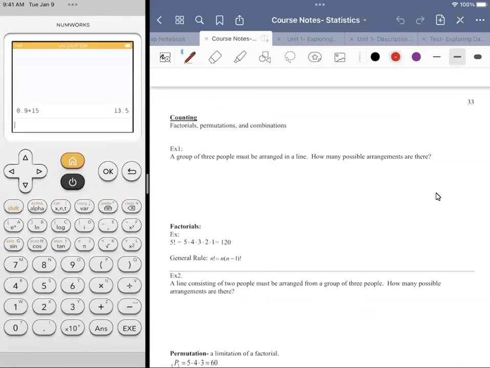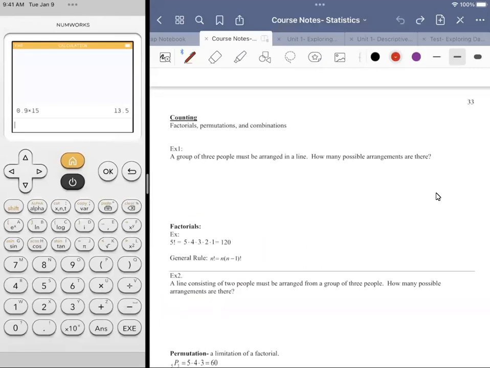combinations. All right. So you see this information down here. We'll get to that in a minute. But I like to start off with a guided example first, because I think it kind of drives the point home. A group of 3 people must be arranged in a line. How many possible arrangements are there?